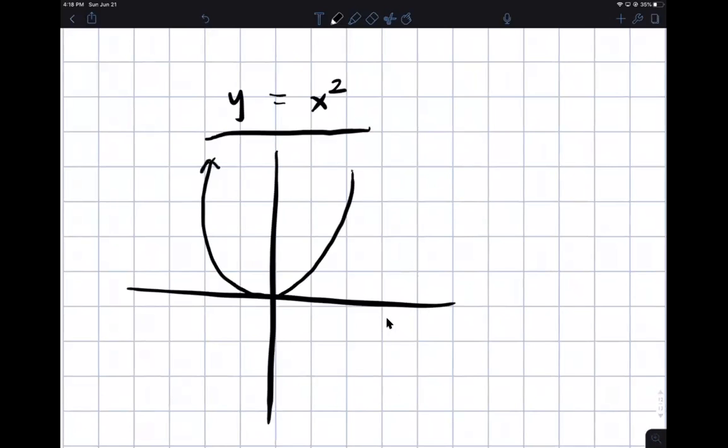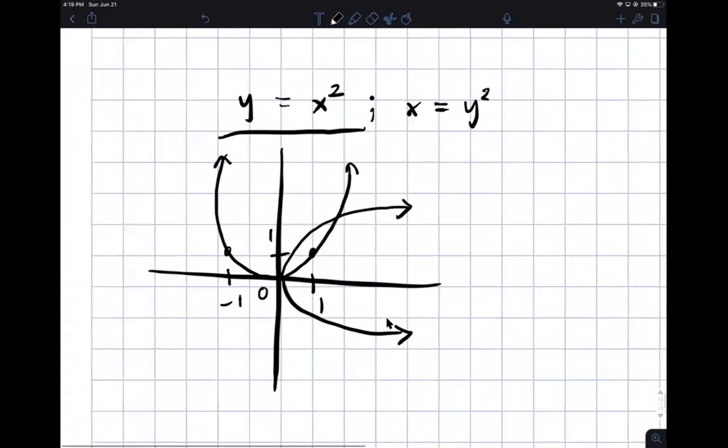Okay. All right, so when x is 0, y is 0. When x is 1, y is 1. When x is minus 1, y is also 1. So that's how it looks. Now do you know what x equals y squared might look like? I think it would look like the same thing except on the side. Yeah, it would just be a sideways parabola. This is not completely accurate, but that's kind of what it looks like.